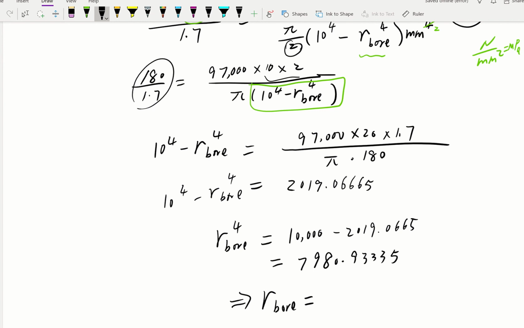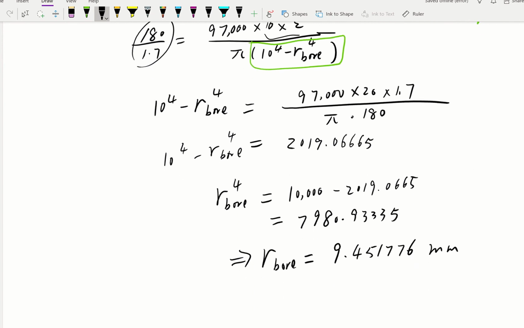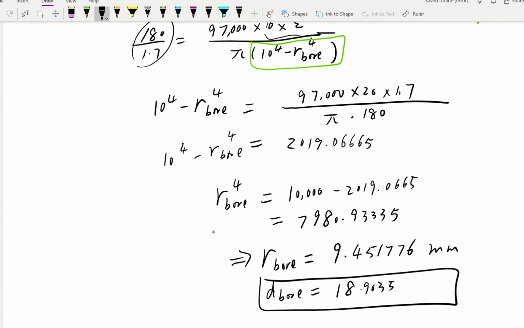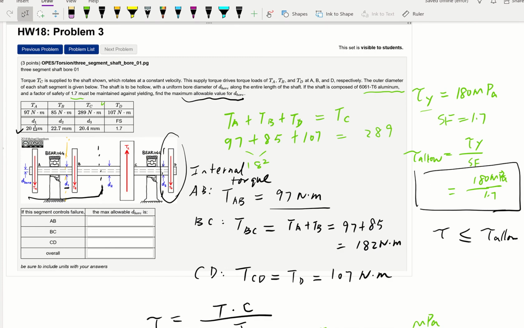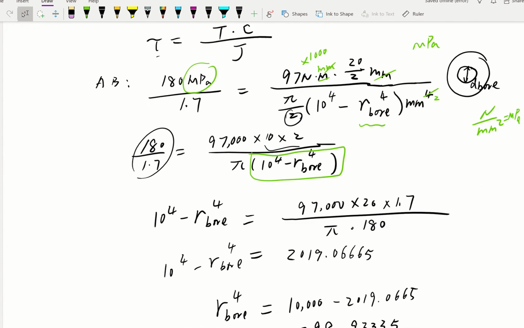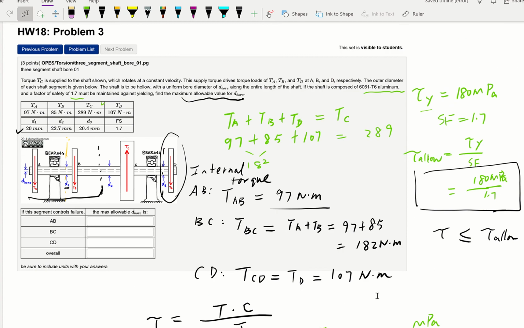Then I will have a radius of 9.451776, and that should be in units of millimeter. And then the diameter of that bore will be times 2. We will get 18.9035. Okay, so that would be units of millimeter. And is this answer reasonable? Let's look. Our D1 is 20. Okay, at least my bore size is not greater than that.